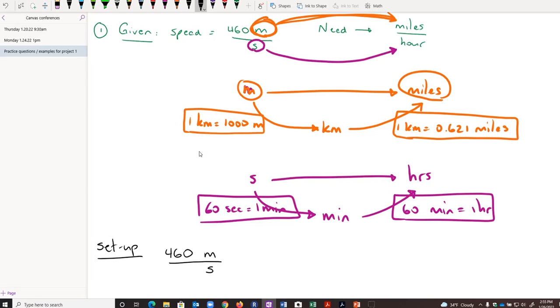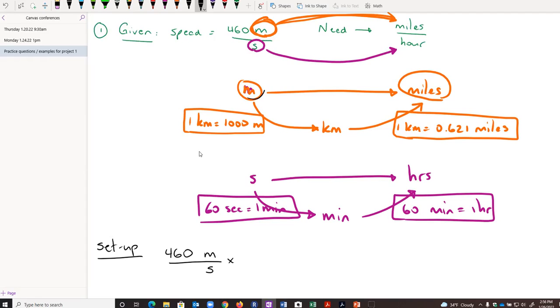Okay, and then we're going to do all of these calculations. We can do them one after the other, so we're not breaking it down into chunks. We can all set it up here at the same time. So you can do either one of these conversions first, either the seconds to hours or the meters to miles. Let's do the meters to miles first.